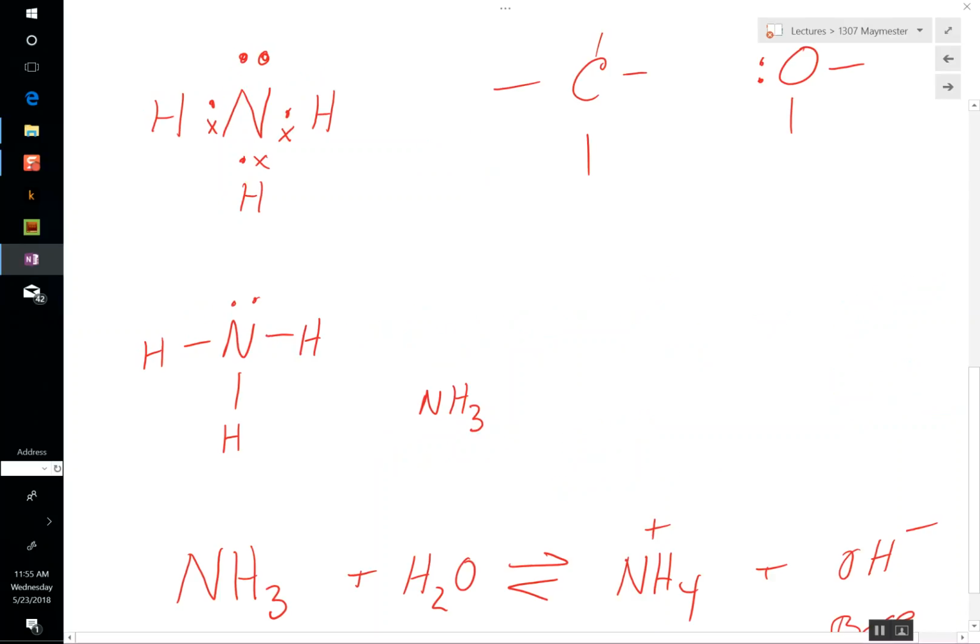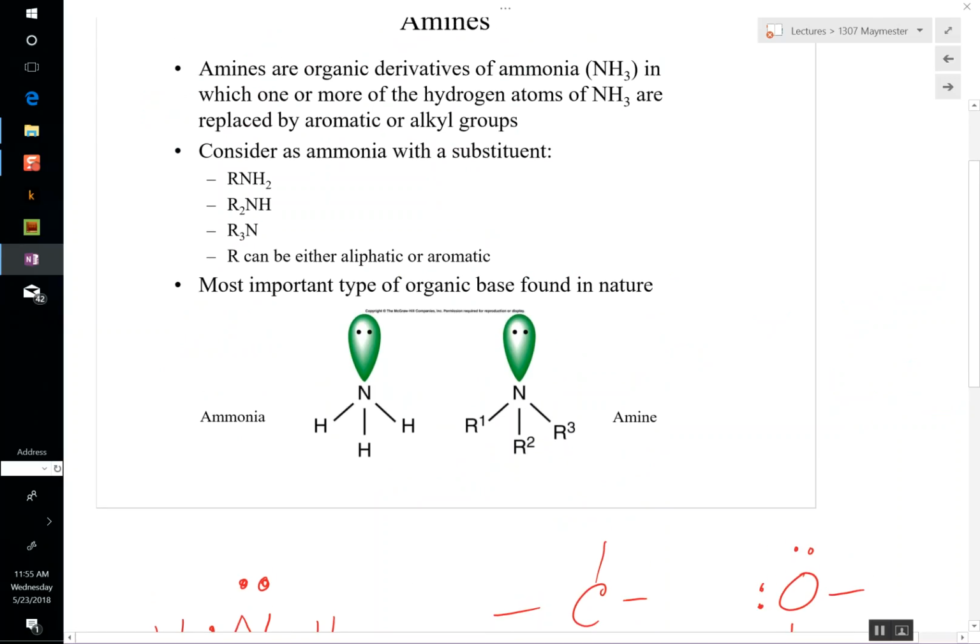Okay, so amines are organic derivatives of ammonia. What that means is we're going to start pulling off a hydrogen and replacing it with a carbon. And you can see you could do that 3 times. R1 could be a methyl group, R2 and 3 could be hydrogens, R1 and 2 could be methyl groups, and R3 is a hydrogen, whatever.